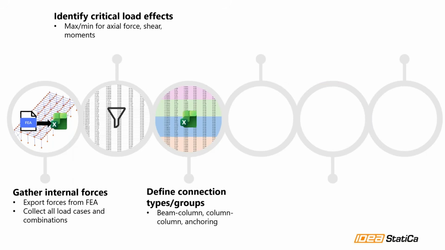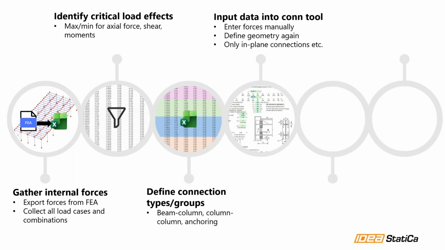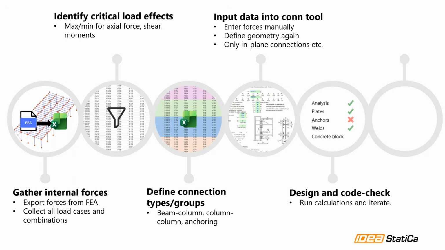Then you input this data into either the Excel spreadsheet, which you have already defined previously, or the simple connection tool. And you define the geometry and start code checking, and probably iterate to receive positive results, with some little optimization. And obviously the last thing is that you need to hand over your work. So that means generate a report, prepare some sketches for the fabricator, and the report for the consultant, etc.